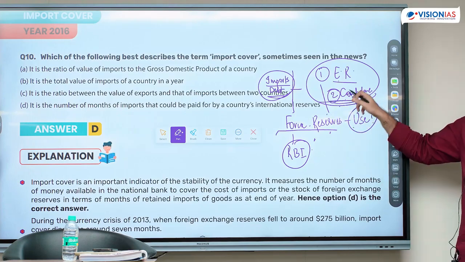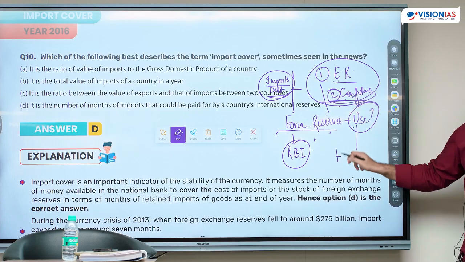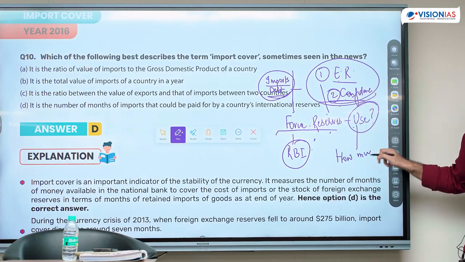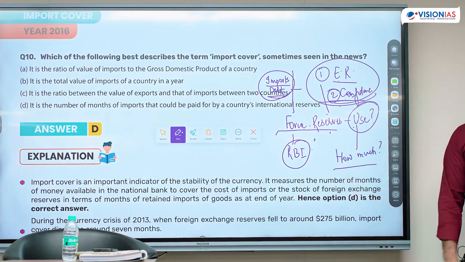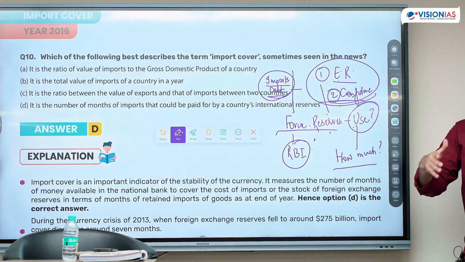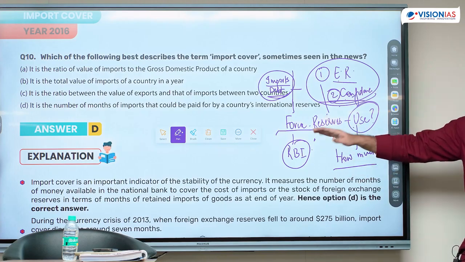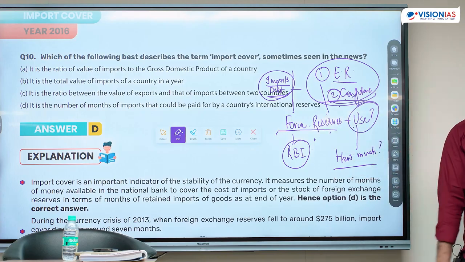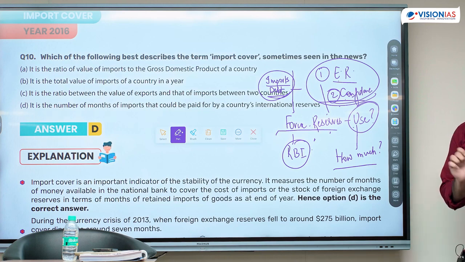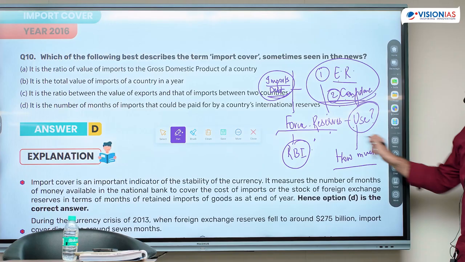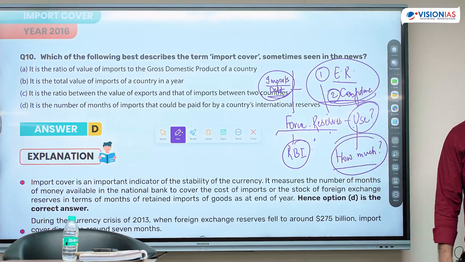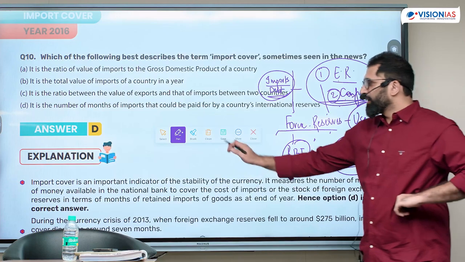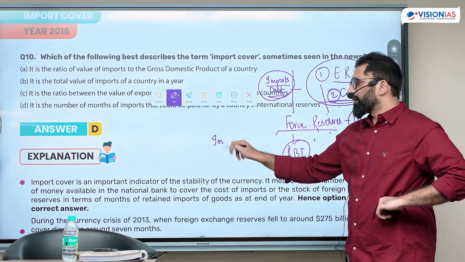Now, if I want to keep certain money for confidence, I also need to decide how much foreign exchange reserves I should have. Because if you go in further detail, for maintaining reserves, any country has to pay. There is a cost of maintaining reserves. Now, when there's a cost involved in maintaining reserves, I need to decide how much maximum I should have. Now, what should be the maximum? This is where the import cover comes in.